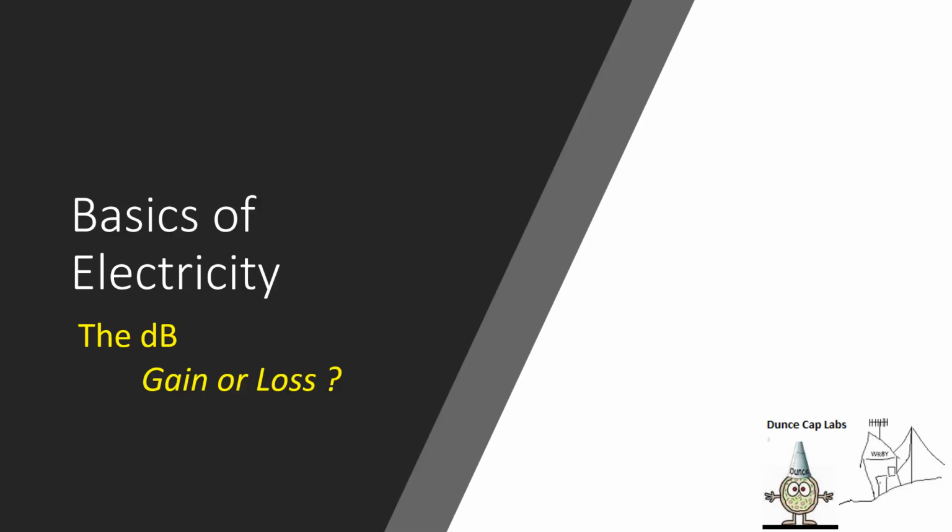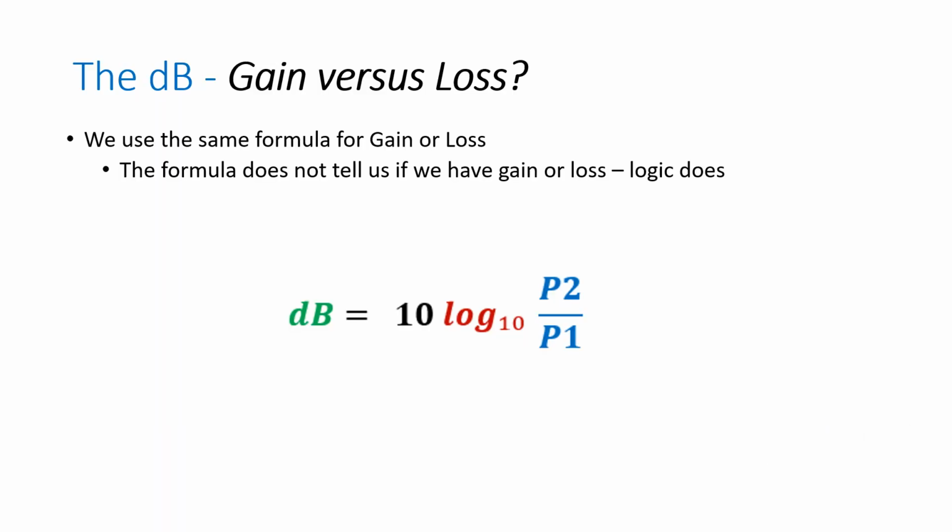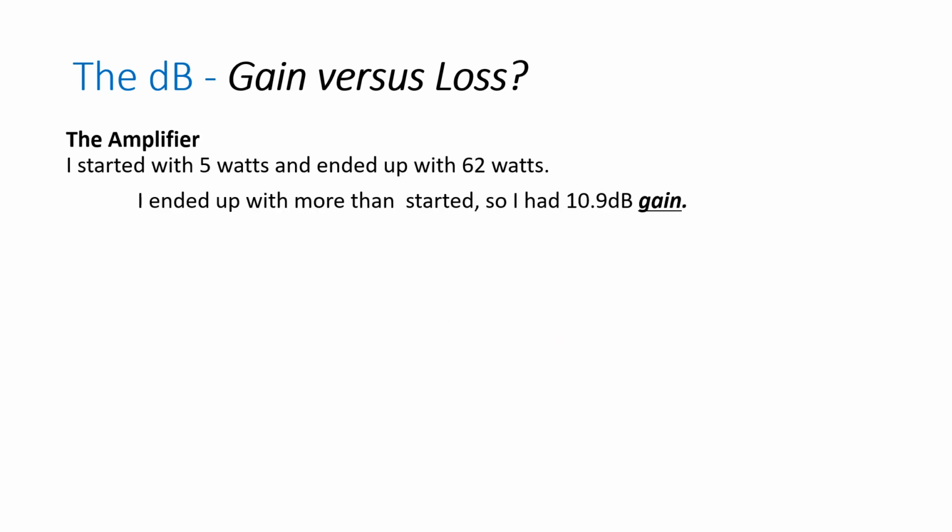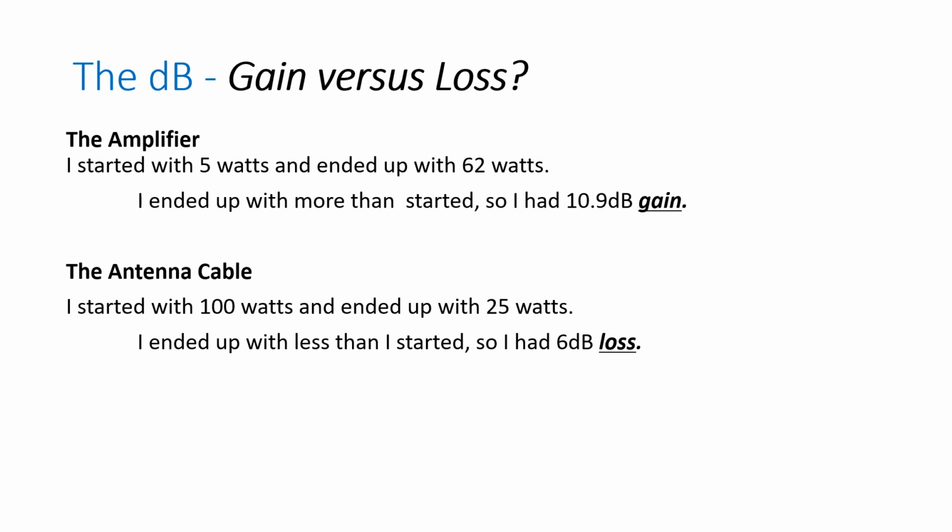So the first question is it a gain or is it a loss? We're going to use the same formula for gain and loss. And no matter what we're doing, we put the bigger number on top and the smaller number on bottom. That means the formula cannot tell us if we have gain or if we have loss. With the amplifier, I started with 5 watts and ended up with 62. So I had 10.9 dB of something and it was gain. With the cable, I lost almost all my power. So I ended up with less than I started, so my 6 dB was a 6 dB loss. And again, the formula tells you how much change you have. It doesn't tell you if it was gain or loss. That's up to you to decide.